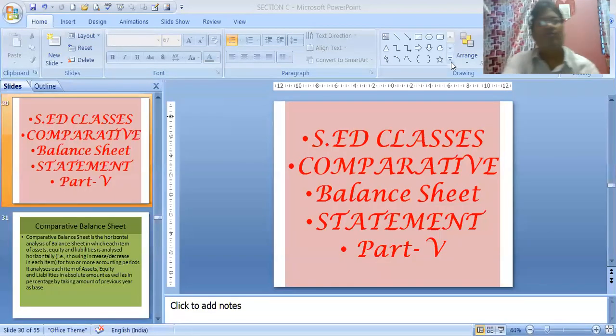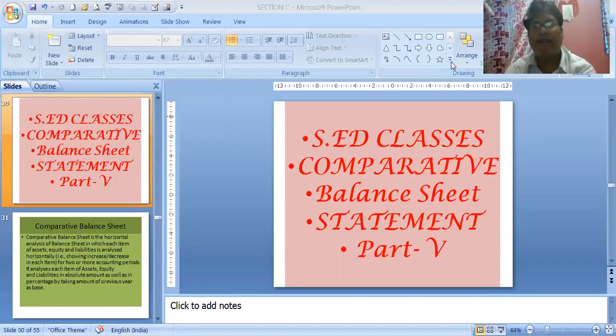Good afternoon, students. So our next class is on the comparative balance sheet statement. We have already given 4 videos in this: comparative income statement, 2 videos, and common size income statement, 2 videos. This is the comparative balance sheet statement. Only one is enough. Let's understand this comparative balance sheet statement.